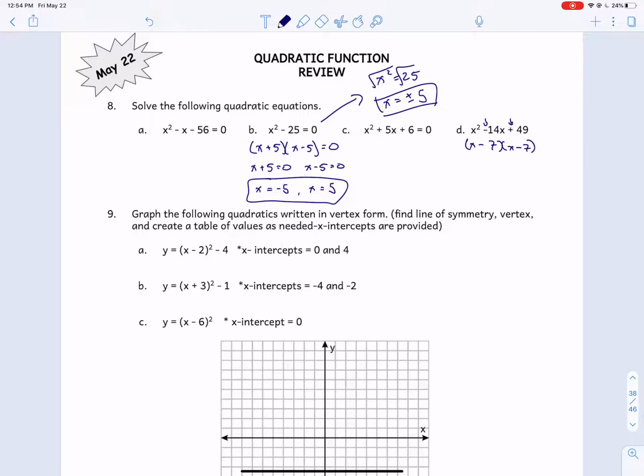So again, we have a perfect square situation, which means we have repeated roots. So x equals positive 7. And remember, that is going to be one of those where it just touches the x-axis. So we really only have one intercept, or only one place that it touches, not two. Okay, and then the rest should be just normal two different number answers.